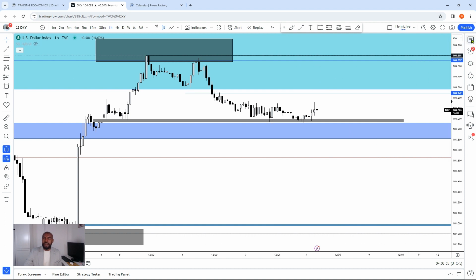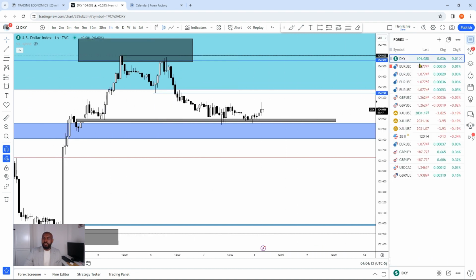So all I was looking for right now is the reason for euro US dollar to go to the downside, because I've seen reasons why the dollar should go to the upside: number one, the daily inefficiency, number two, the 1-hour gap resting right here.